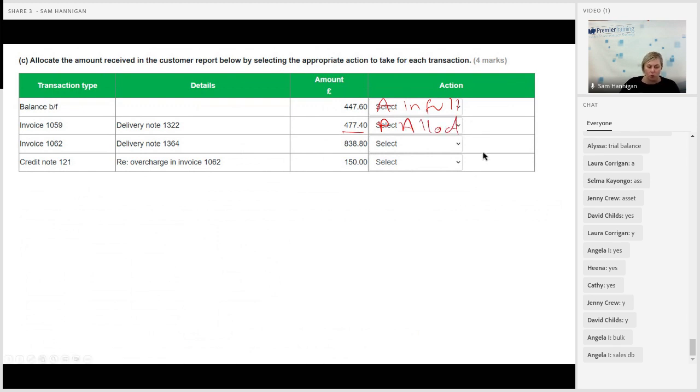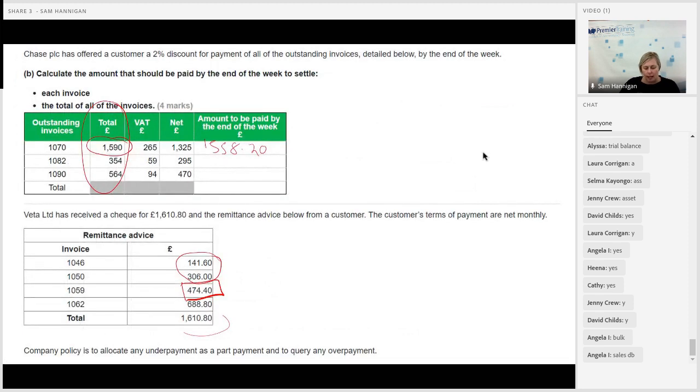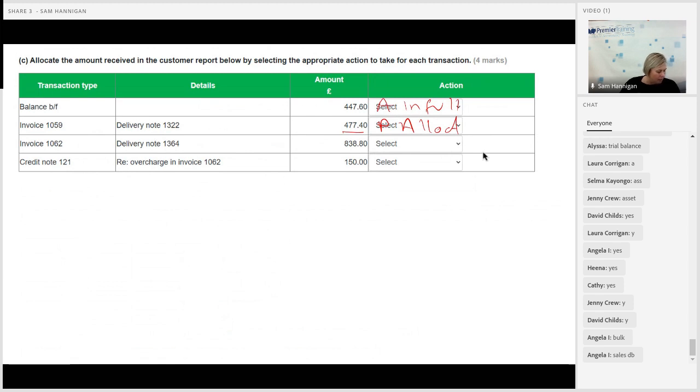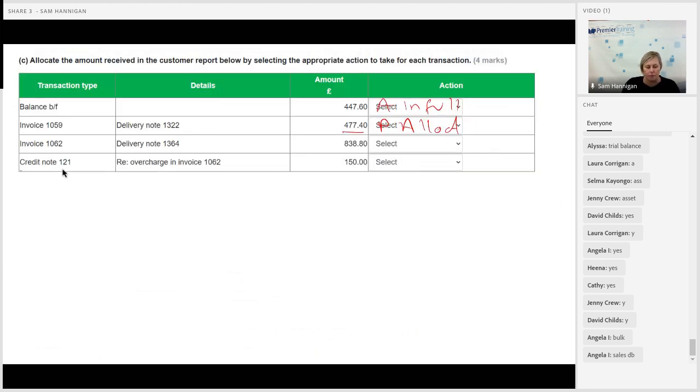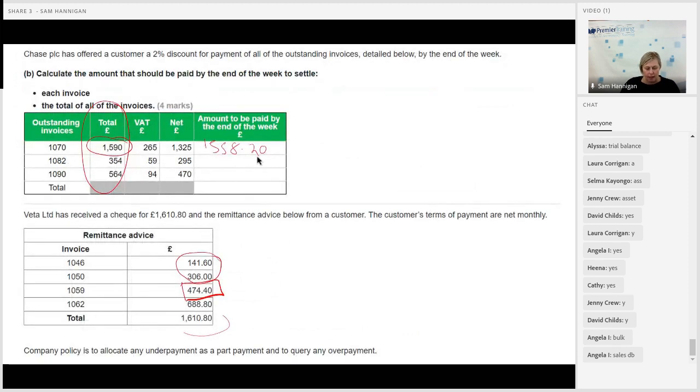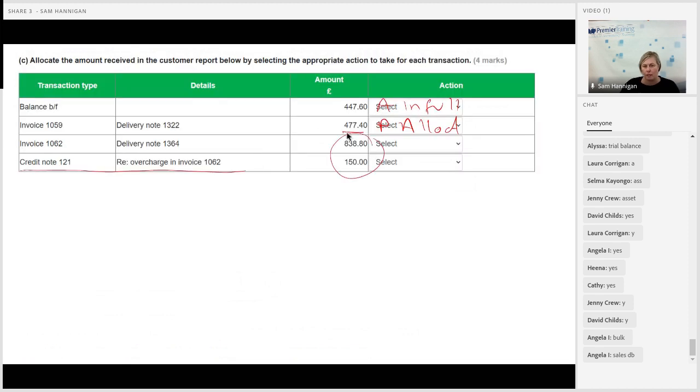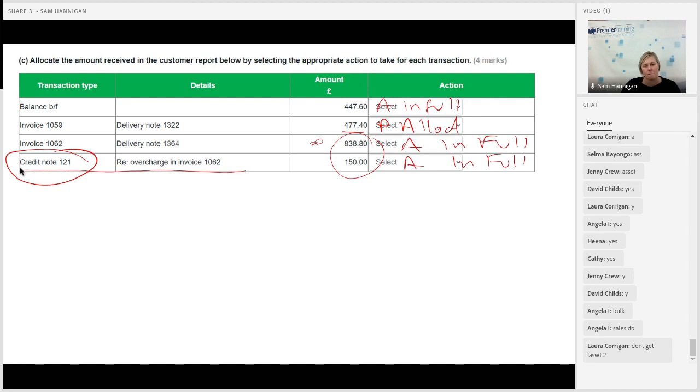Invoice number 1062 is 68880. But then you've also got a credit note. So 68880 would be the amount less the credit note. So you're going to allocate in full. Just be careful of that. You're not part allocating this, because it says it's a credit note, and one minus the other gives you the correct figure.